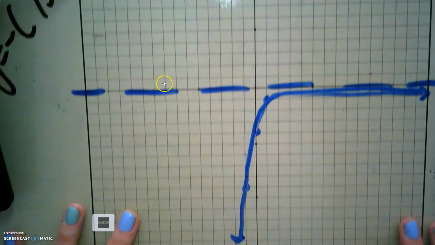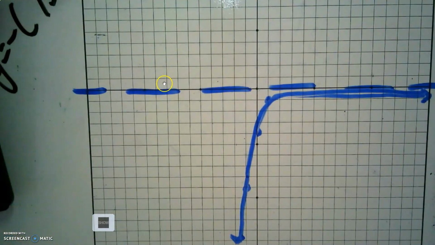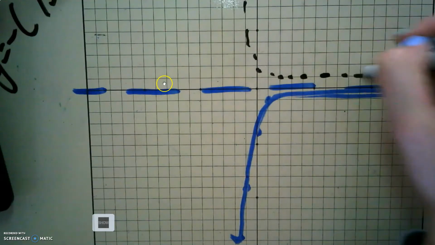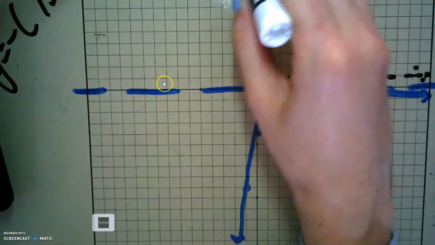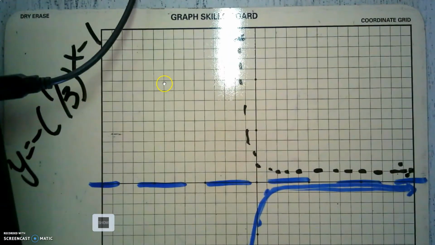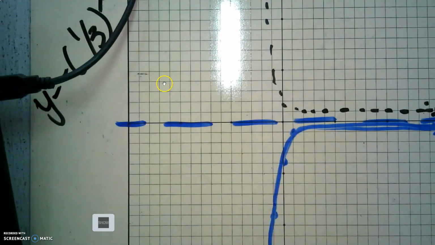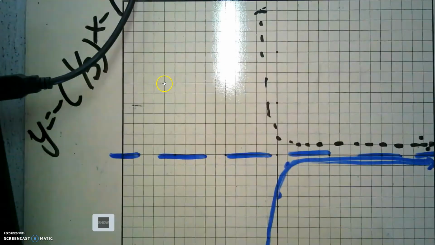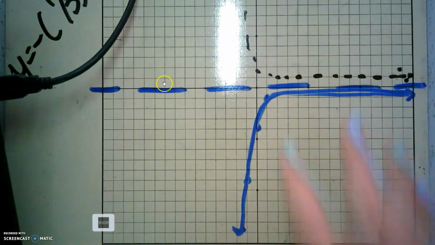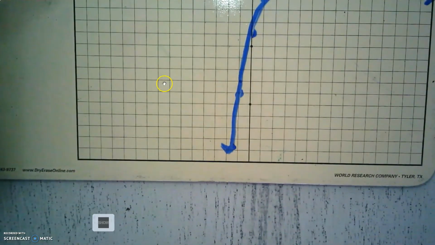Just like that, we have a reflection. It was flipped over the x-axis. So remember our parent function? There's a rough sketch of what that parent function would look like. So we have this one function here, and we flipped it over that x-axis. I just wanted to draw that parent function in to let you see. And here's our transformed graph.